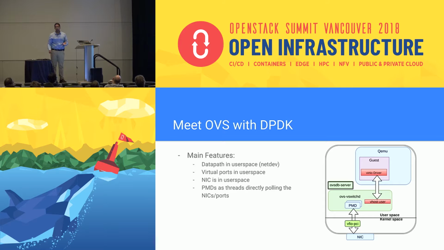OVS DB server will still contain your configuration for your switch, and nothing will change about that. Your OVS vSwitchD will actually be a bit more expanded. You see there are more threads within it, such as the PMDs in here, which are continuously working or accessing the NIC through what's named as VFIO PCI. I'll explain these as well in the coming slides.